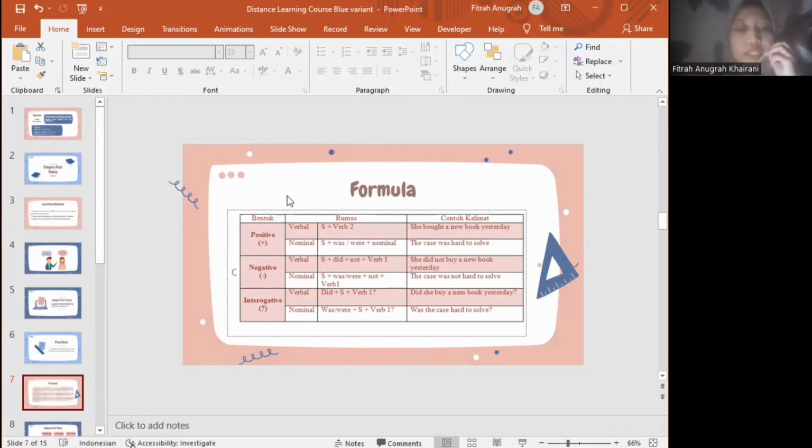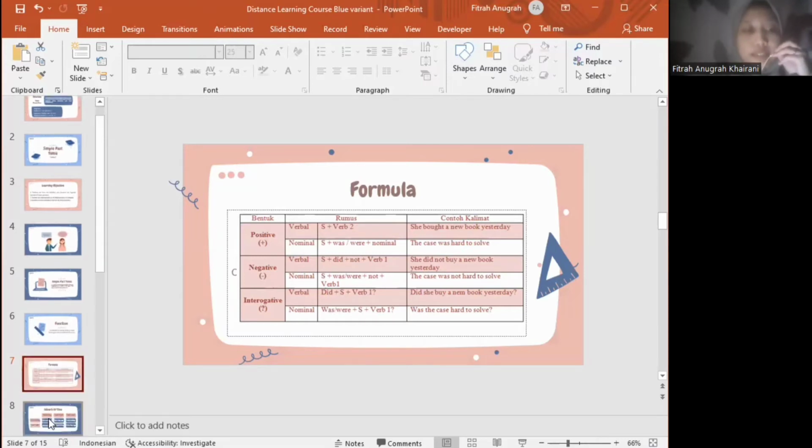Jadi yang membuat beda yaitu pada saat kalimat negatif dan interrogatif atau kalimat tanya, verb-nya berubah menjadi verb pertama atau verb satu. Ya. Okay? Remember about that.